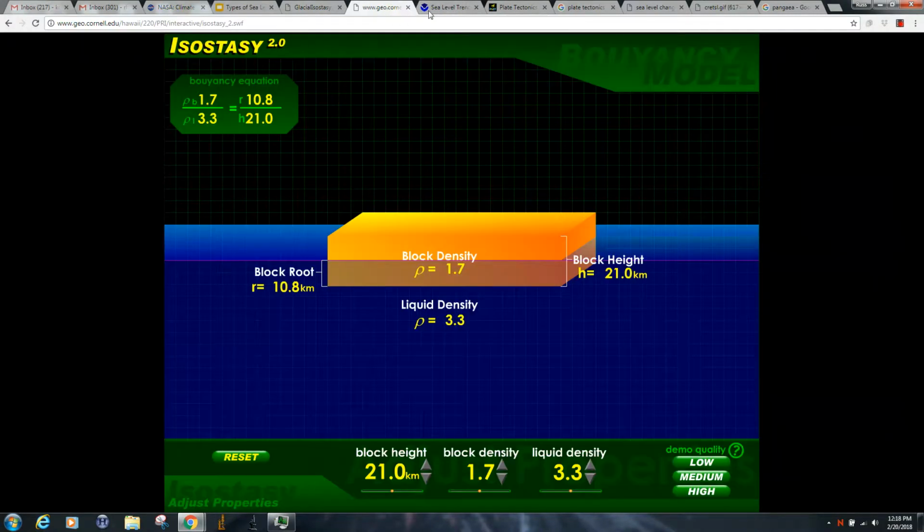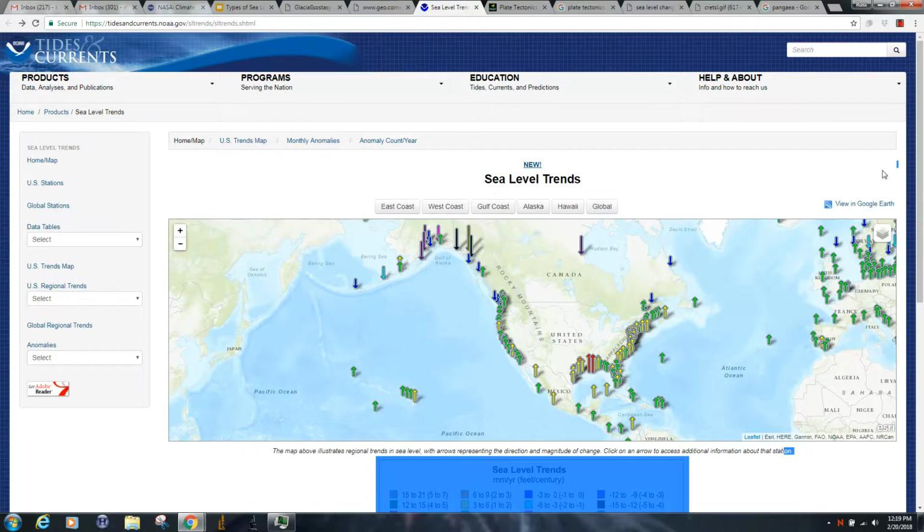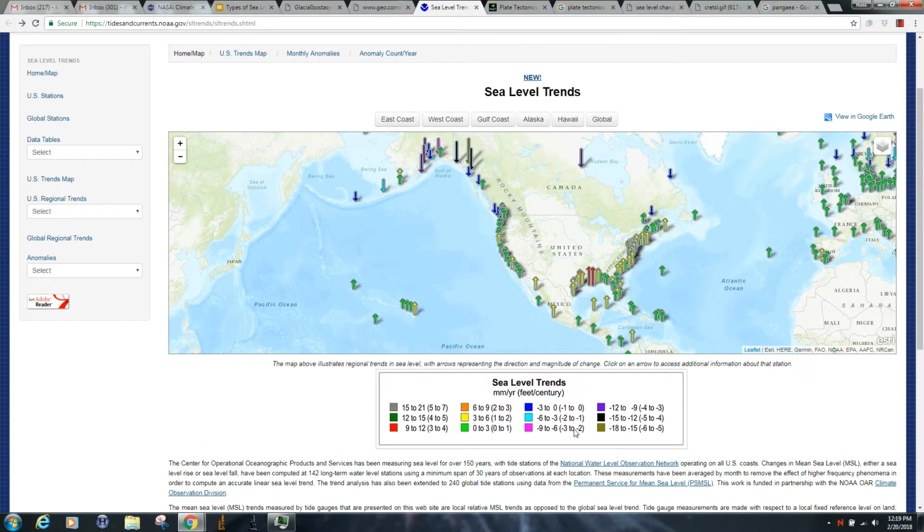But you'll notice that these tidal gauging stations aren't all uniform in their rates. So you have rates that are really intense, from 9 to 12 millimeters per year and 3 to 4 feet per century. Then you have other rates that are actually going down, 12 to 15 millimeters per year or 4 to 5 feet per century.